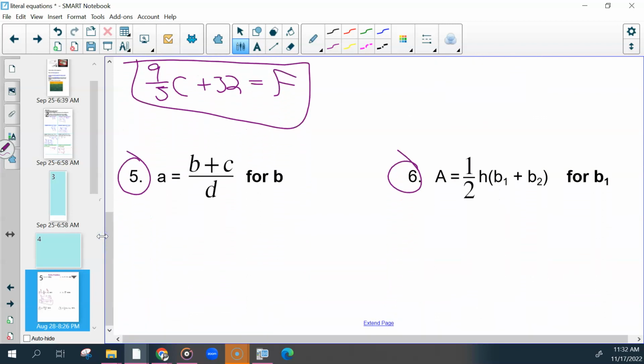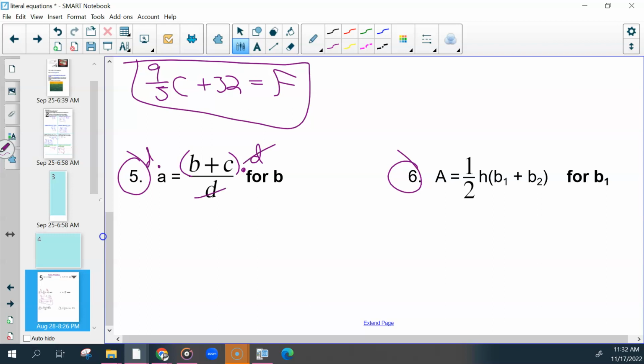For number 5, we need to get B by itself. We need to get rid of C, get rid of D. What would we do first? Multiply by what? When you do that, think about the B and C like they're in parentheses and not actually multiplying it to that so that the D's cancel.